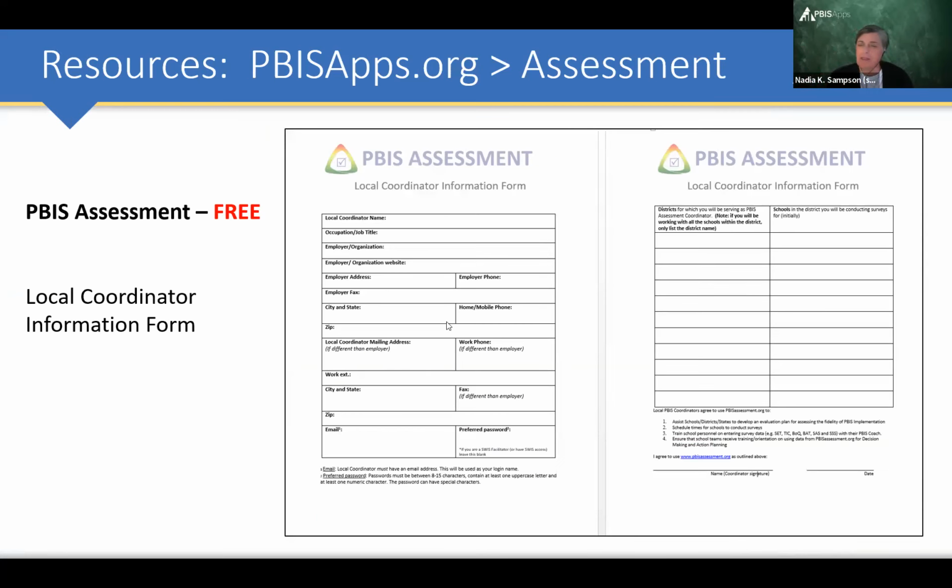This is the coordinator form. I thought I had it in here somewhere. This is the coordinator form that I told you about that you'll fill out. So you'll give us some information about you. You'll even tell us what password you want. And then you'll put what districts you're going to be working with. If you're working with all the schools in a district, you just need to put the district name. If you're working with a district, but only some of the schools, then we would want you to list the schools that you're working with. So we don't give you access to schools that you actually aren't supposed to have access to. We'll just give you access to the schools you need to have access to. And that can change, and you can always let us know, hey, I need you to add this school or this district to my scope on PBIS assessment.